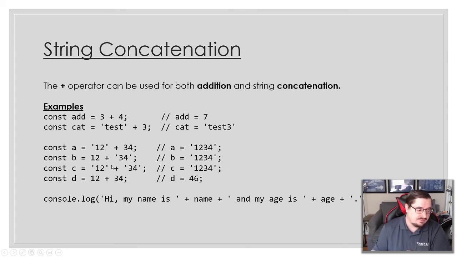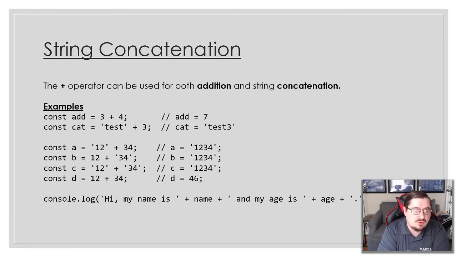So if any of these values are a string, then I'll get a string, and we'll have concatenation. The only case where I get a number with the plus is if they're both numbers. So here if I say the number 12 plus the number 34, I'm going to get the number 46 instead of that string 1, 2, 3, 4.